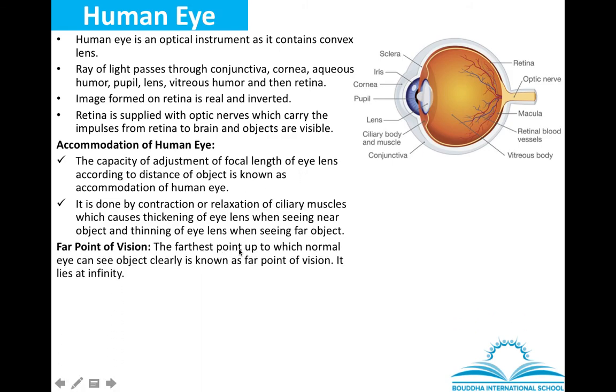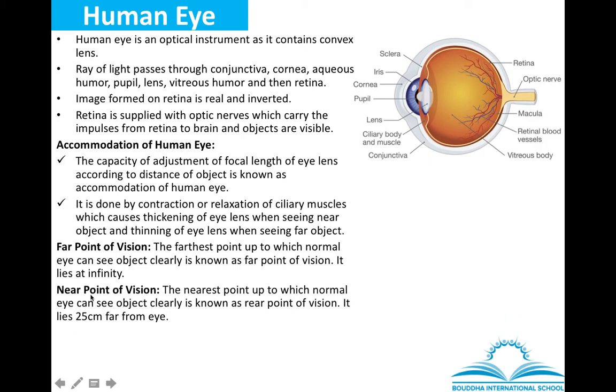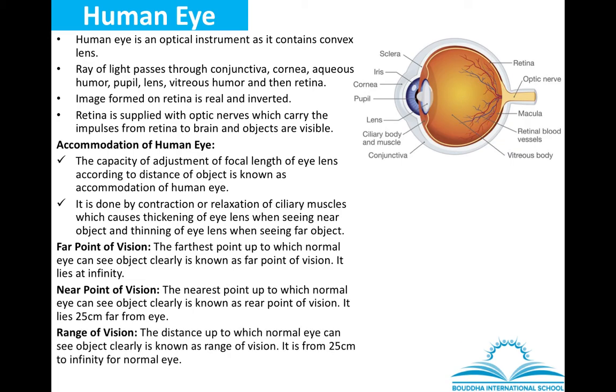The farthest point up to which a normal eye can see an object clearly is known as the far point of vision, and for a normal eye, it lies at infinity. Similarly, the nearest point up to which a normal eye can see an object clearly is known as the near point of vision, and it lies 25 centimeter from the eye. So the range of vision ranges from infinity to 25 centimeter.